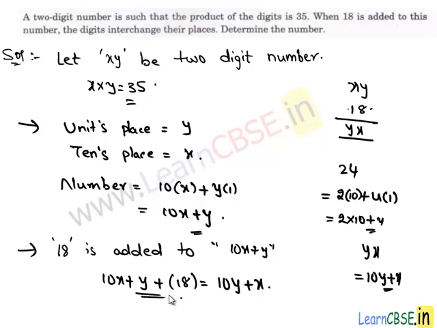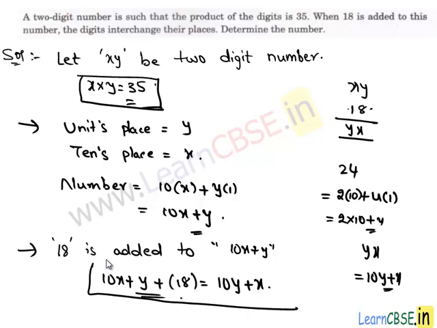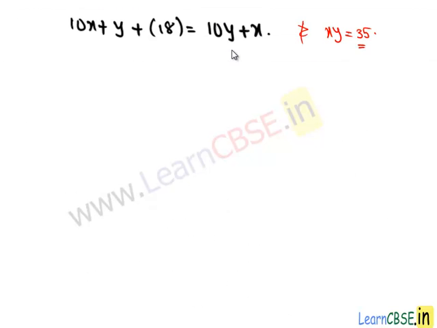Now we simplify this equation, and we have two conditions: the product of the two digits is xy, and we get this equation. So from this equation we get the value of xy. Now we transpose the terms on the right hand side to the left hand side. Then we have 10x minus x, that is 9x. Similarly, y minus 10y is minus 9y, plus 18 is equal to 0. So 9 is a common factor. By taking 9 common, we get x minus y plus 2 is equal to 0.